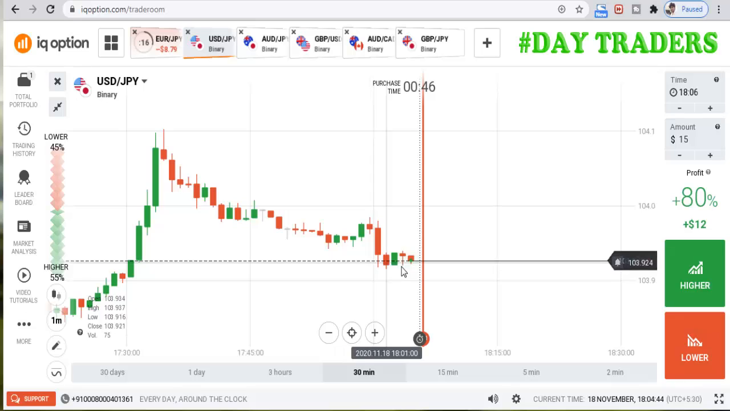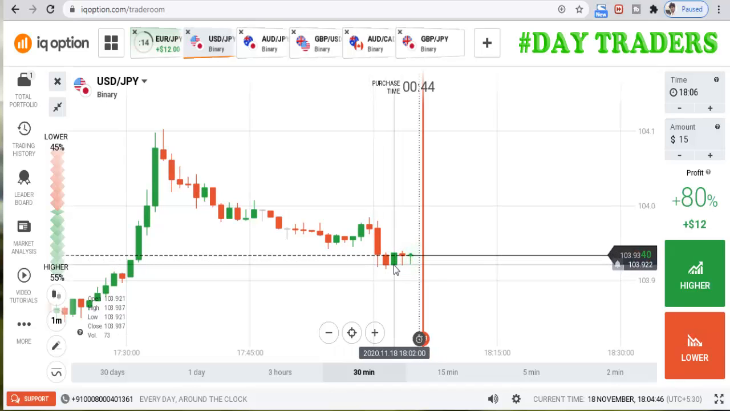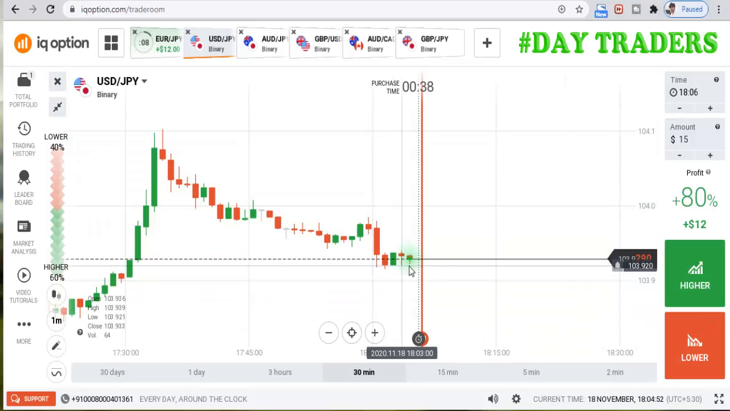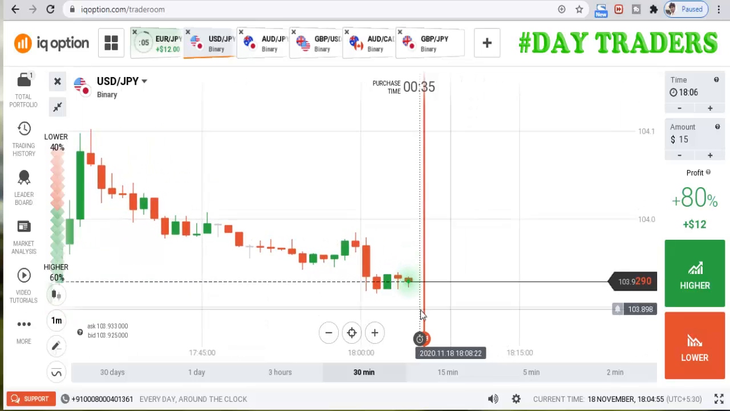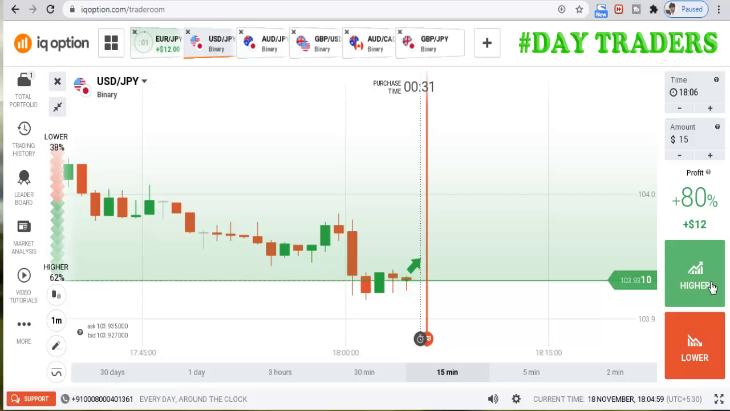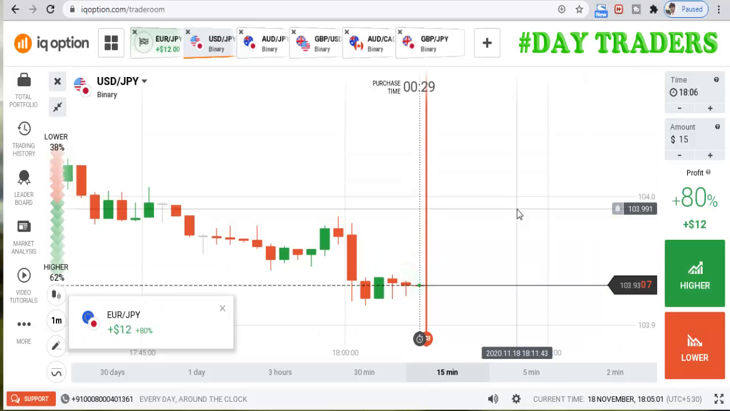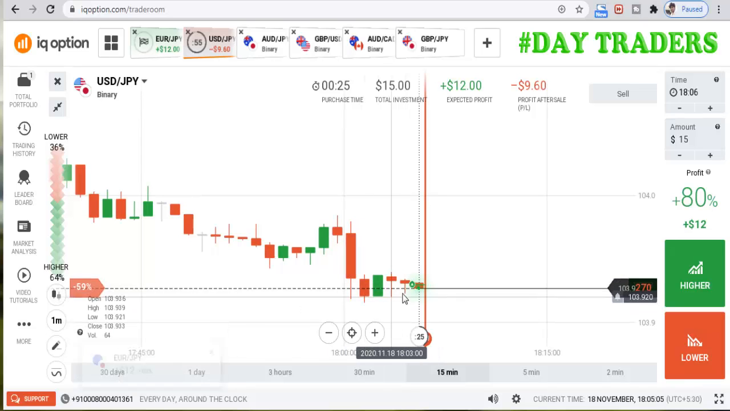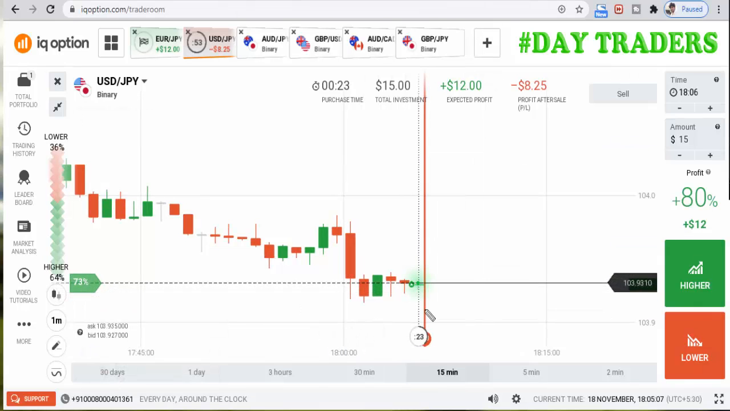And this is also a downtrend market. Next buyers' entry point is here. So this is a buyer rejection. This is also a rejection. Okay, we'll place a higher option. These are rejections, some buyers. So that's the reason I will place a higher option.